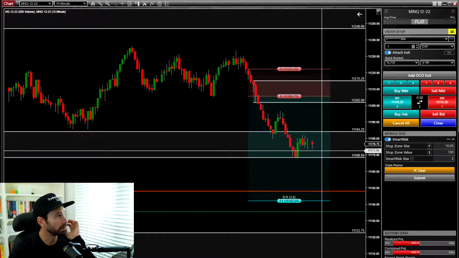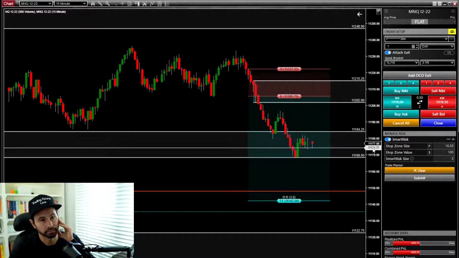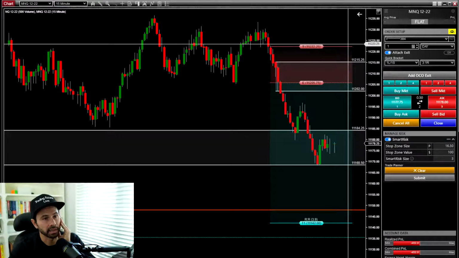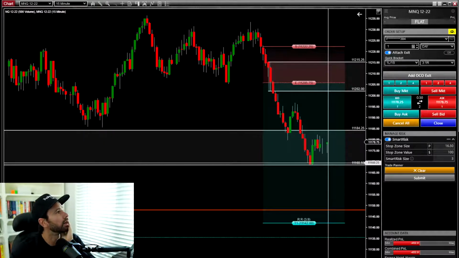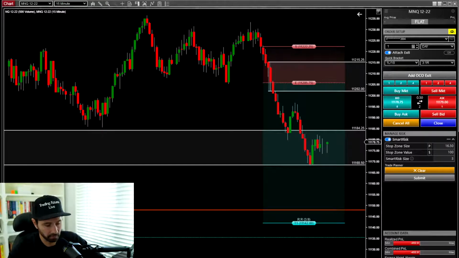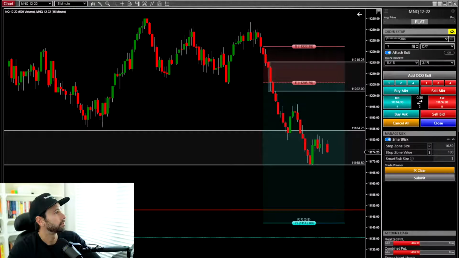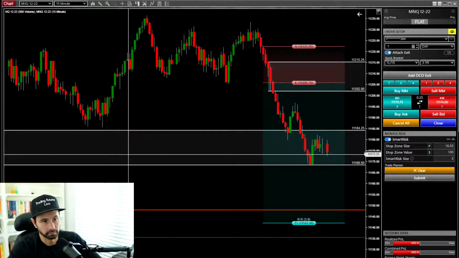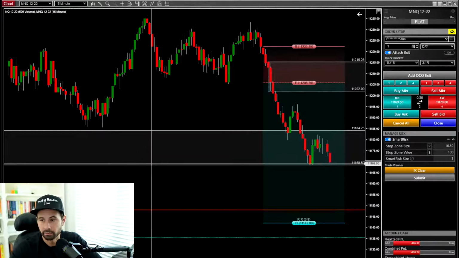Yeah, near 15 might give a push to the upside and then could drop. Let's go see the 15 minutes. Yeah, it broke to the downside. Let's see if we can have some follow through.